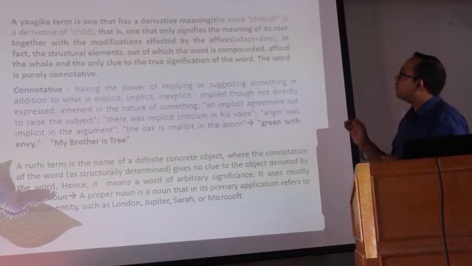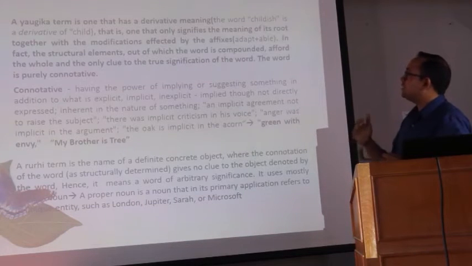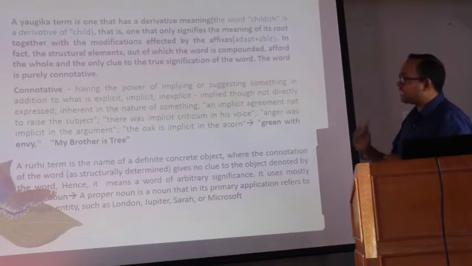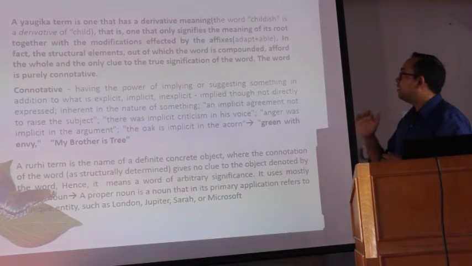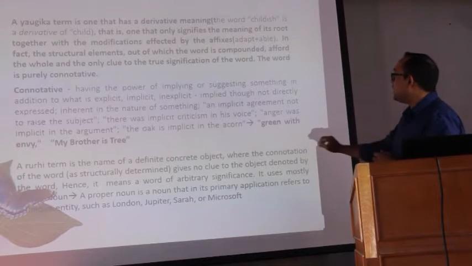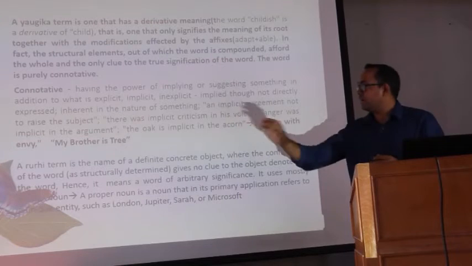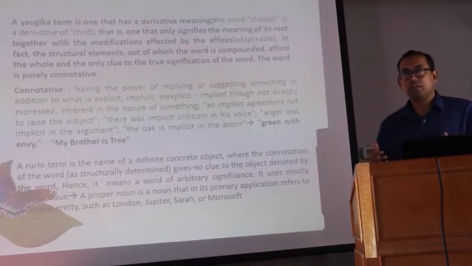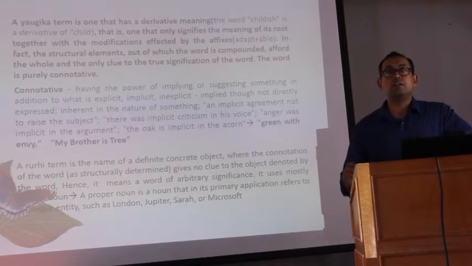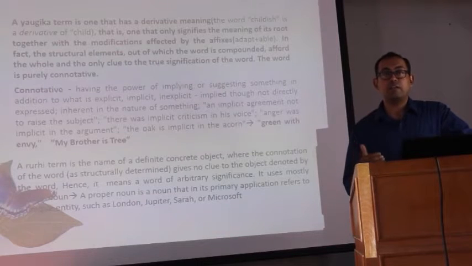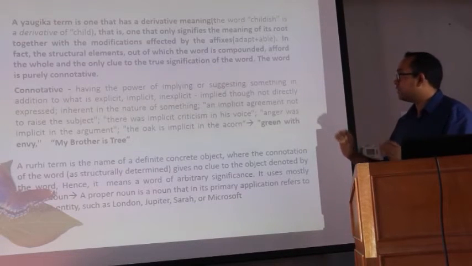Connotative: having the power of implying or suggesting something in addition to what is explicit, implicit, inexplicit. Let's take an example. Green with envy. Now, green with envy doesn't mean that I am turning green, right? It's a way of saying. So this is what connotative is.